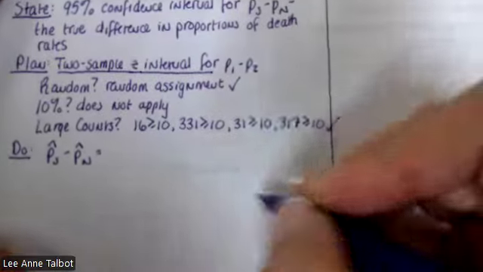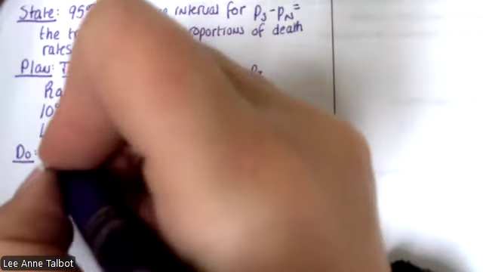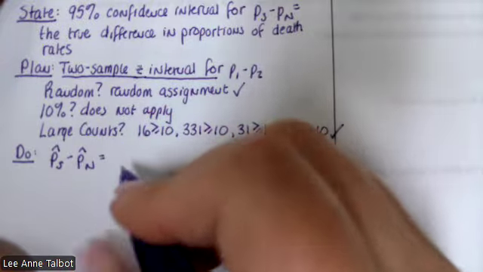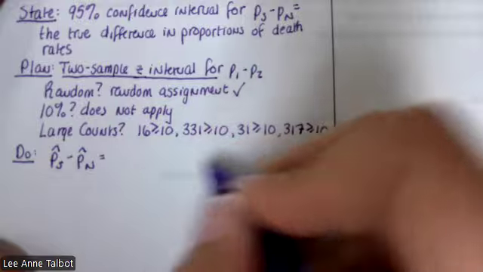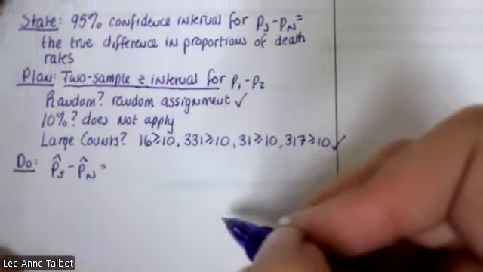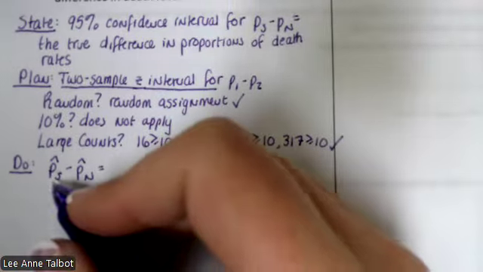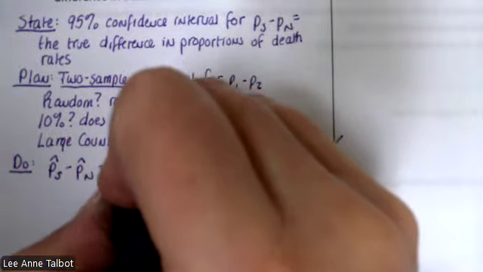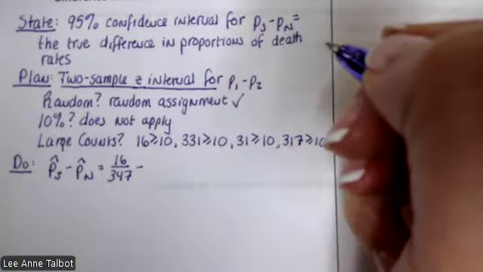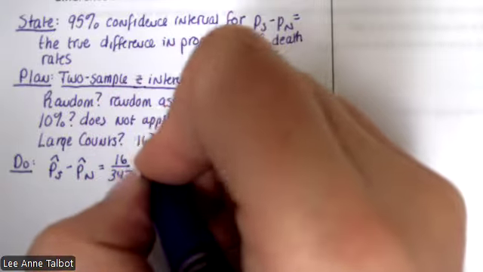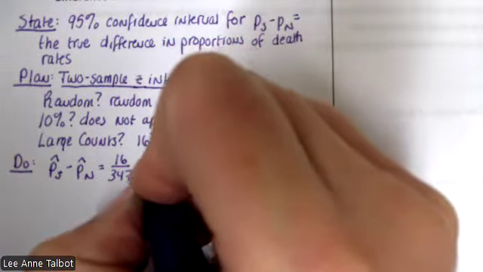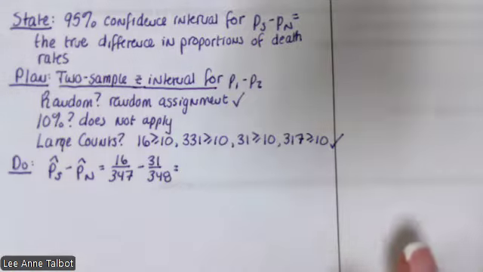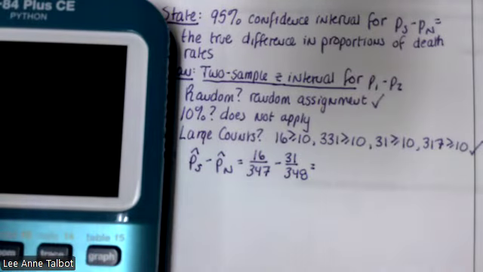Okay, now I'm going into space saving mode here. I told you guys yesterday to find the decimals separately and then subtract. I'm going to write it and then find the decimals and then find the subtraction. So surgery is 16 out of 347, and not surgery is 31 out of 348. Those are really close sample sizes. Just saying.